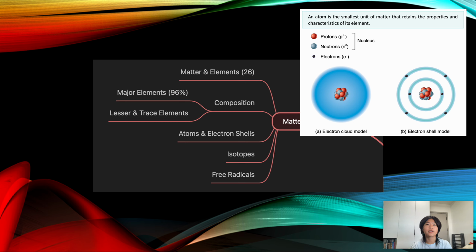So we have 2 models that tell us how atoms potentially look like. We have the electron cloud model, which says that electrons are present in cloud-like shapes outside of the nucleus. And we also have the shell model, which indicates orbitals that the electrons should be in.